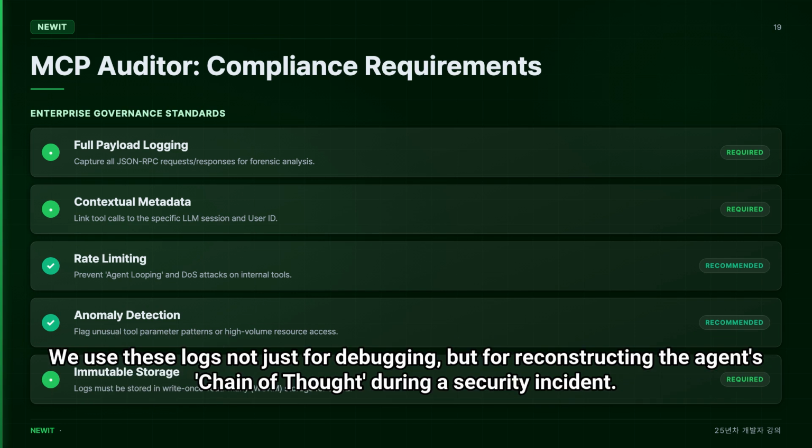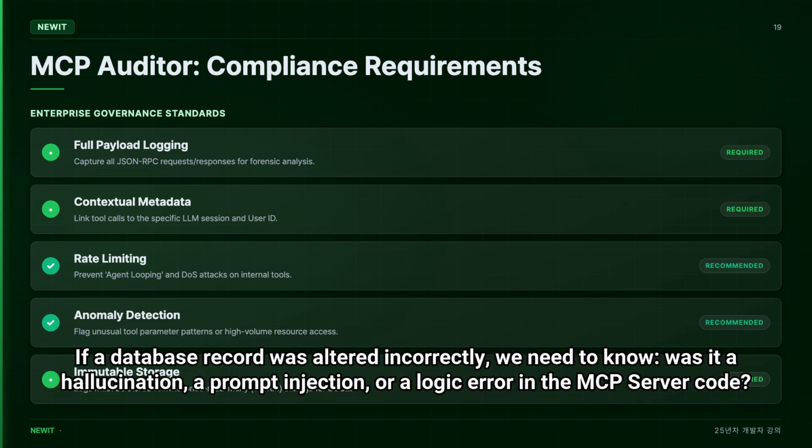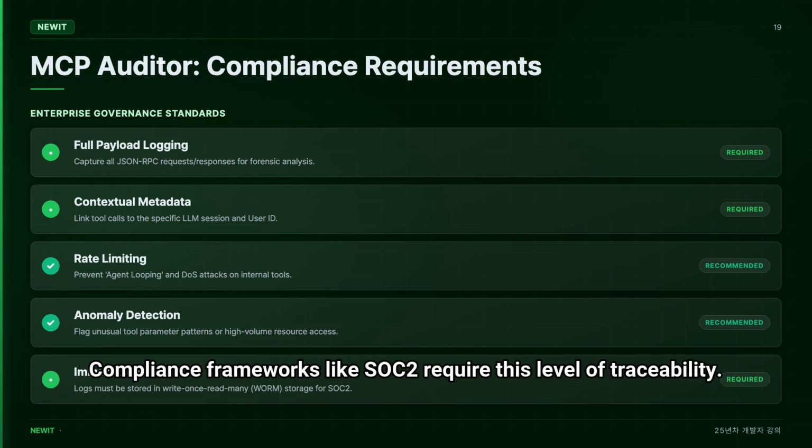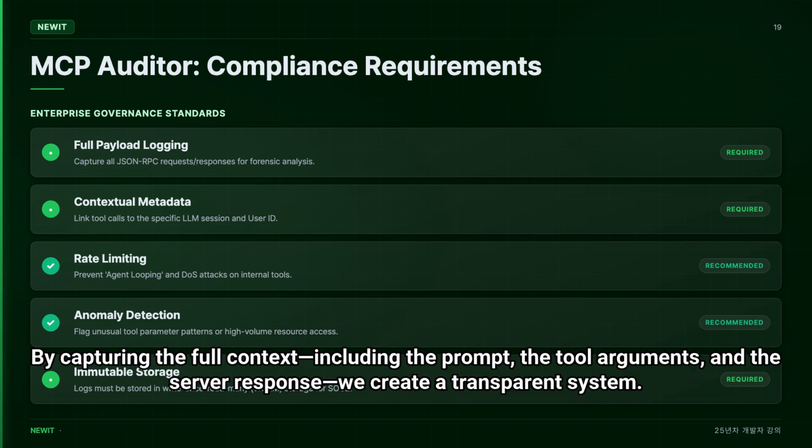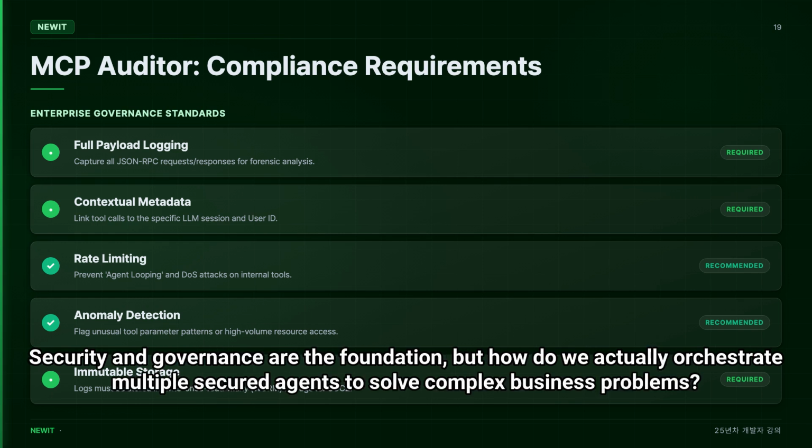We use these logs not just for debugging, but for reconstructing the agent's chain of thought during a security incident. If a database record was altered incorrectly, we need to know: was it a hallucination, a prompt injection, or a logic error in the MCP server code? Compliance frameworks like OCC2 require this level of traceability. By capturing the full context, including the prompt, the tool arguments, and the server response, we create a transparent system.